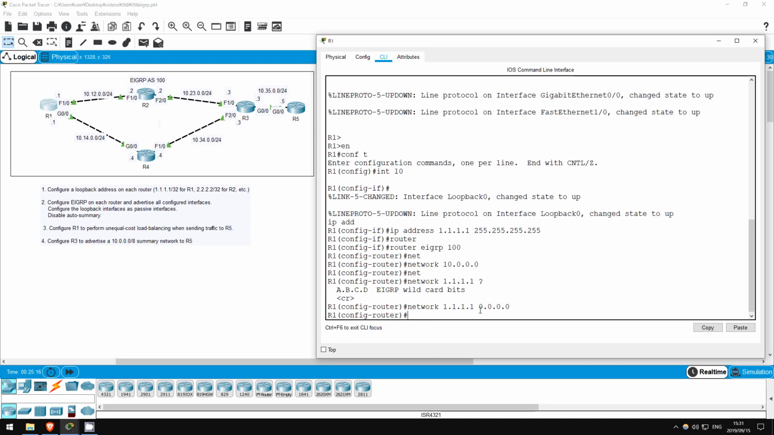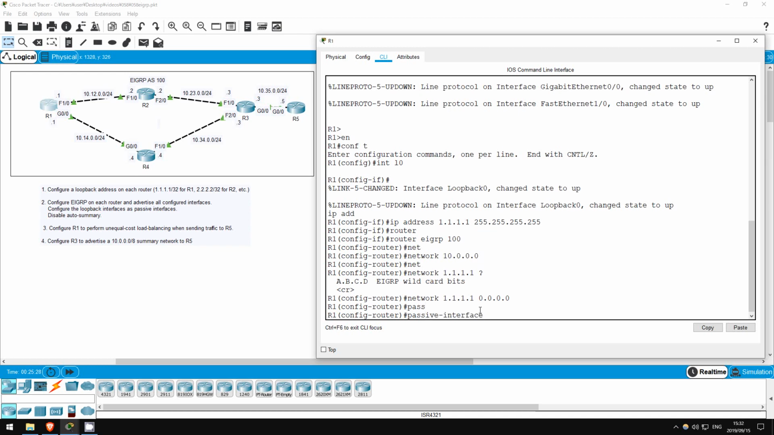Now let's make the loopback passive, since we don't want to waste resources sending advertisements on an interface that isn't connected to any other router. This is exactly the same as in OSPF. Passive interface L0.